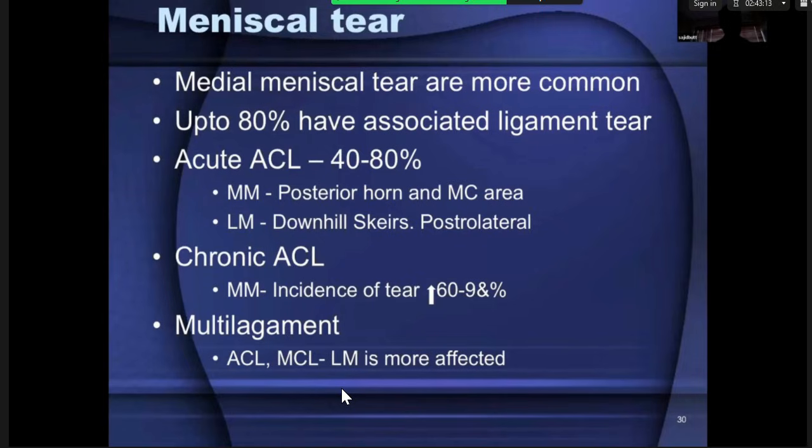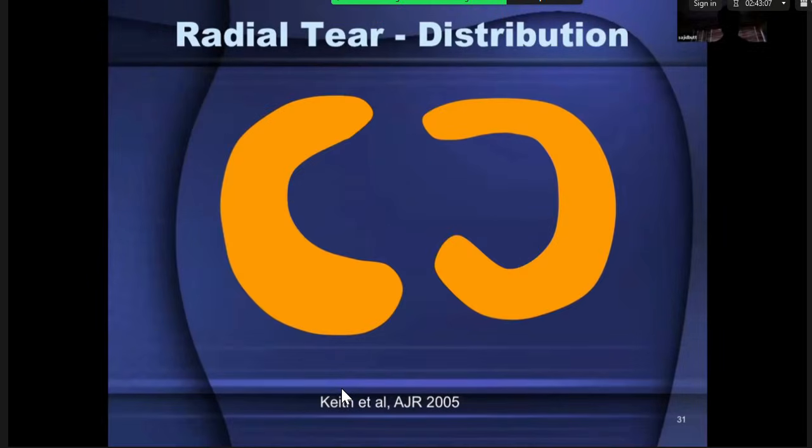With ACL, MCL and lateral meniscus can be affected in many patients. So you've got to see a combination of these injury patterns. And these are the types of cases which they tend to show in the exam. Patients with multiple findings, you've got tears of the meniscus, collateral ligaments, and cruciate ligaments. So be prepared to see those.